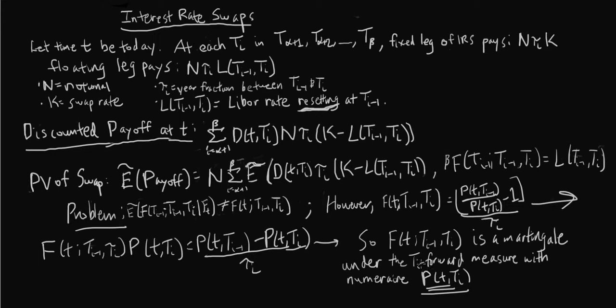And it's under the T_i forward measure, which is the numerator associated with the zero coupon bond P(t, T_i). And this is important too because it's going to depend on each cash flow, because each cash flow occurs at a different time. So we're going to be using a different change in measure. For the cash flow that occurs at T_i, we're going to be using the T_i forward measure.